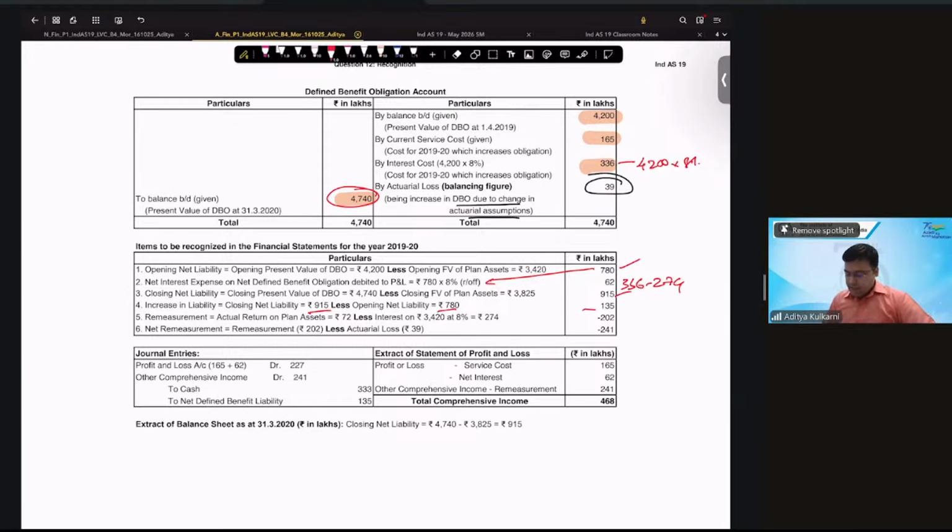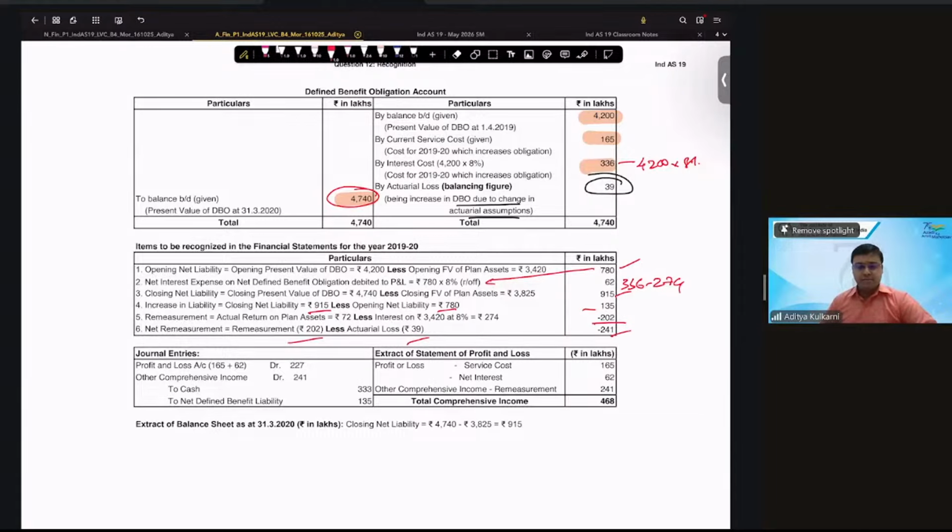Remeasurement on the plan assets, we have already calculated as 202. Total remeasurement is 202 on assets and 39 on liability. So the total is 241. What is the journal entry that we will be running through?